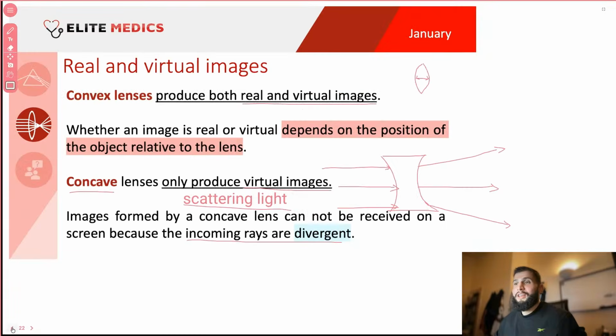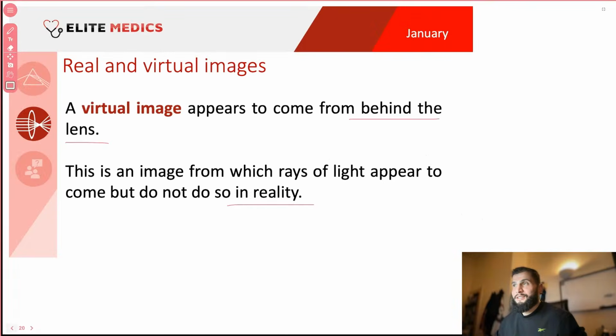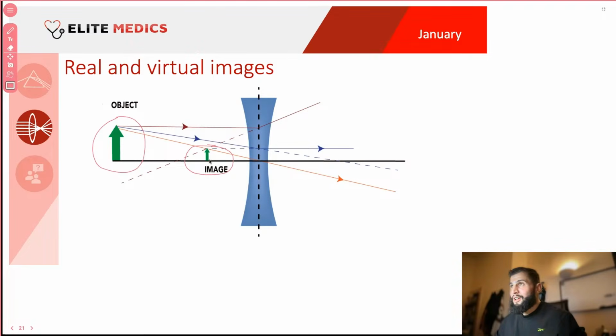Virtual images are the images that happen behind the lens itself. So if you take a look here, the ones from behind, it's not going to be projected forward. That's like images in a mirror. Exactly. Very good. Those are virtual images. Exactly.